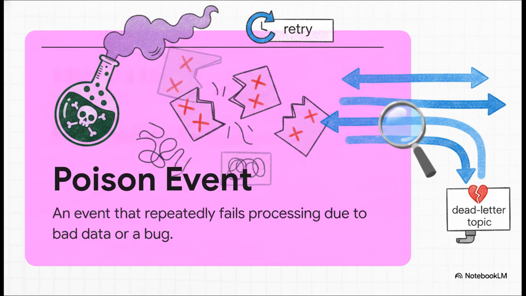And hey, you also have to be on high alert for the dreaded poison event. This is an event that contains bad data, or maybe it triggers a weird bug, causing processing to just fail over and over again. If a poison event gets stuck, it acts exactly like a roadblock. It blocks the entire partition and halts everything lined up behind it. So you must proactively configure retry policies and set up dead letter topics to gracefully siphon off these broken events. That way the rest of the stream can keep flowing safely without grinding your business to a halt.